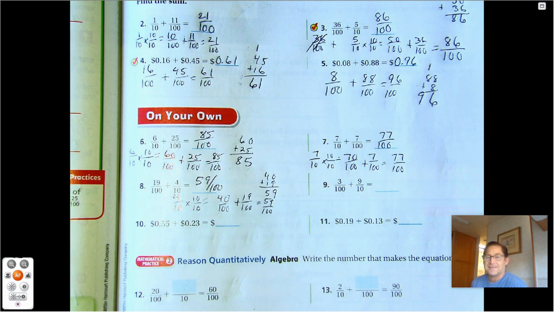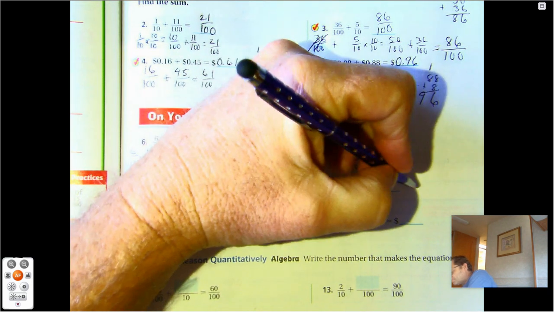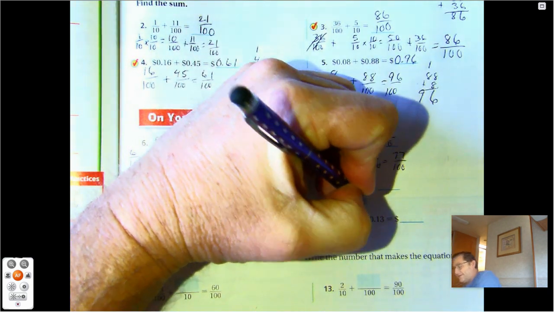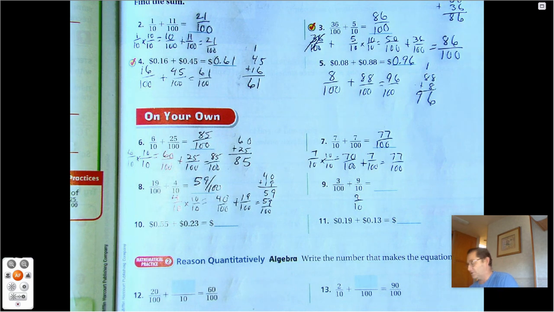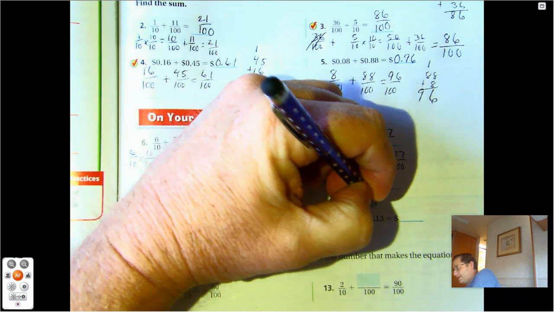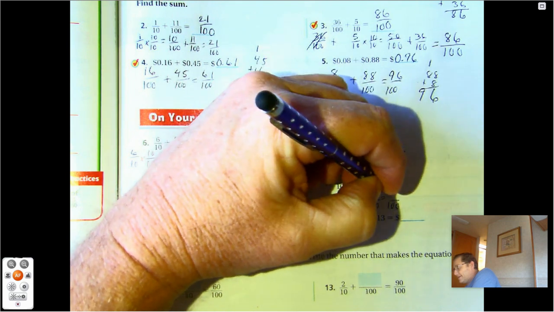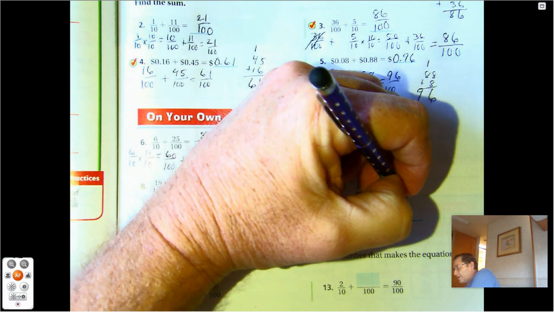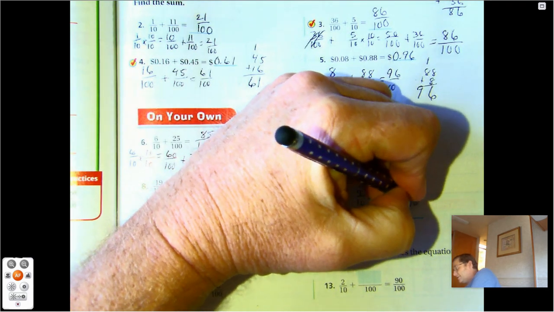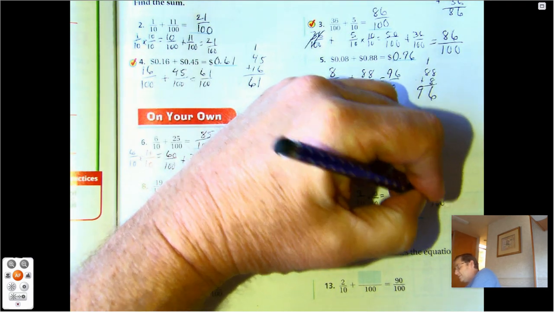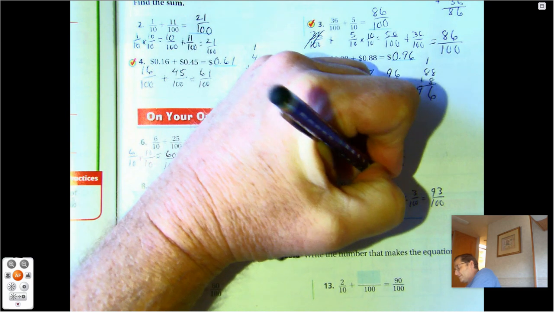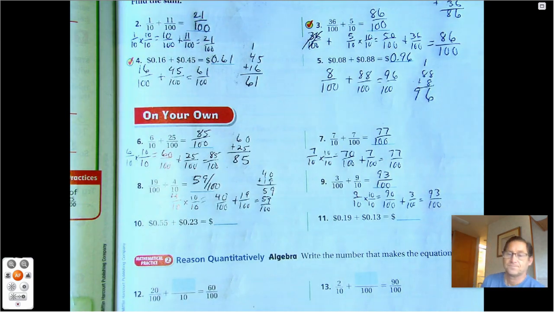3 hundredths plus 9 tenths. 9 tenths is not the same size as hundredths, so we need to change the tenths into hundredths. 9 times 10 is 90. So we have 90 hundredths plus 3 hundredths. We know that that's 93 hundredths.